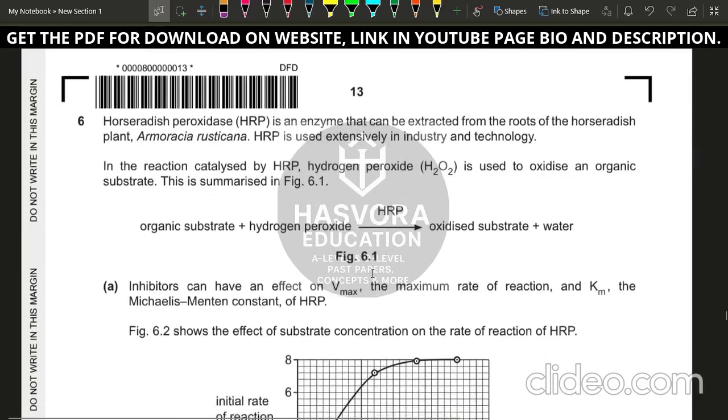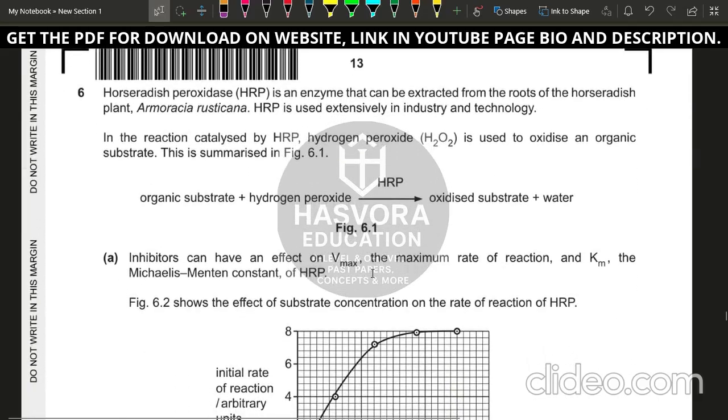Then let's come on to the last question, which is question number 6. Horseradish peroxidase is an enzyme that can be extracted from the roots of the horseradish plant. The scientific name is Armoracia rusticana, and HRP is used extensively in industry and technology. In the reaction catalyzed by HRP, hydrogen peroxide is used to oxidize an organic substrate. Okay, so this is the organic substrate, and this is being catalyzed by the HRP enzyme to form the oxidized substrate and water.